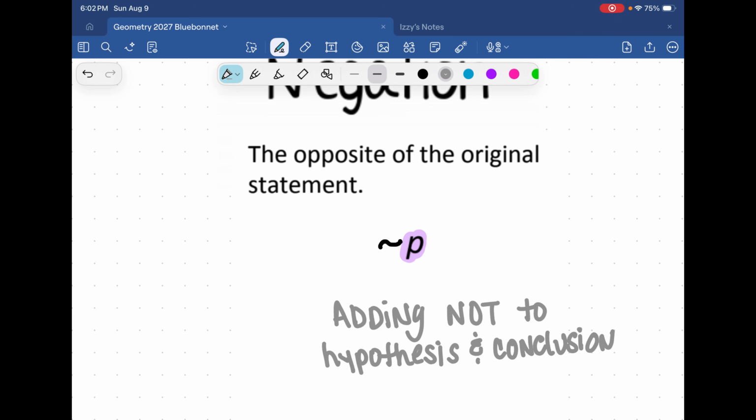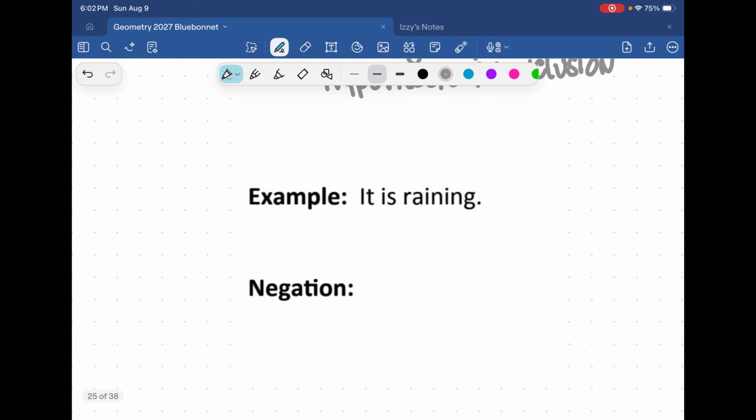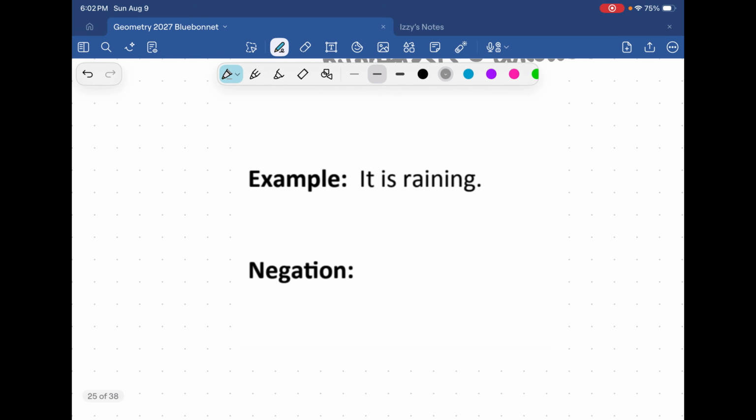Okay, it's very important that you add not to both. Let's go ahead and look at our example. It is raining. Now, I know what you want to say. You want to be very, very creative and give other examples of weather that is not raining.